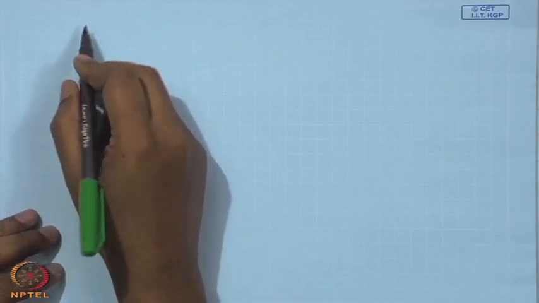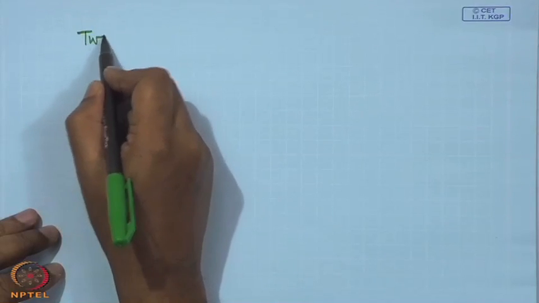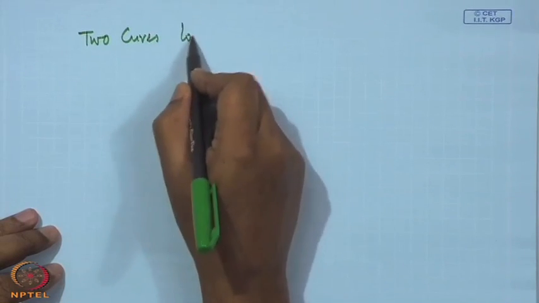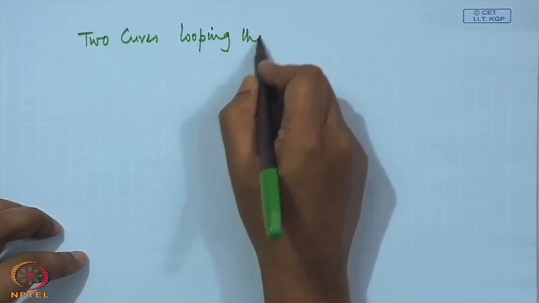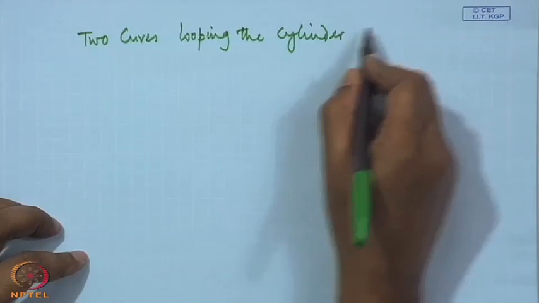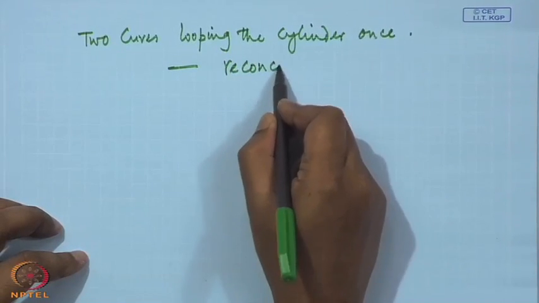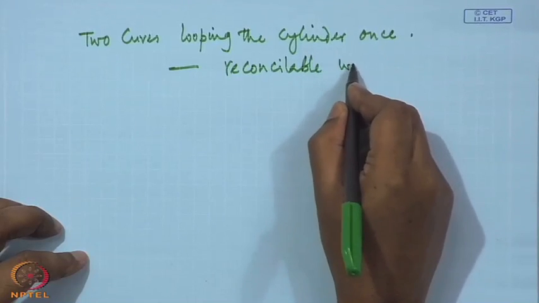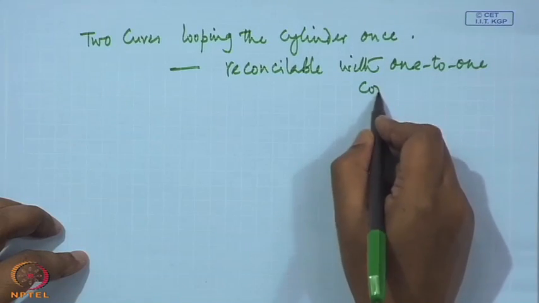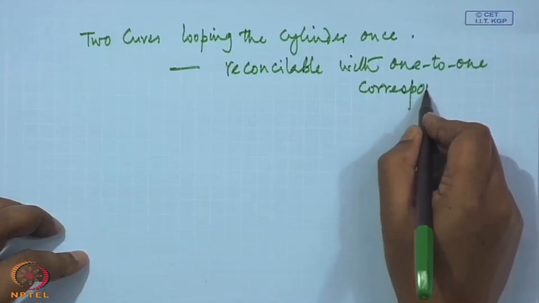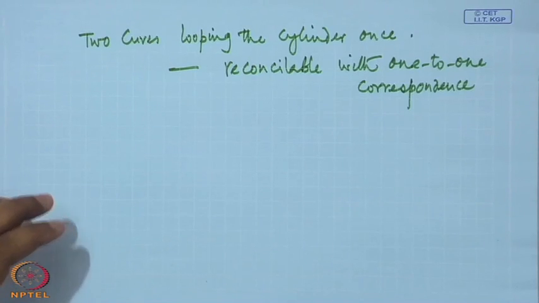Let us write. So, I will just write the main points that I mentioned in this discussion. Two curves looping the cylinder once, they are reconcilable, with one to one correspondence.